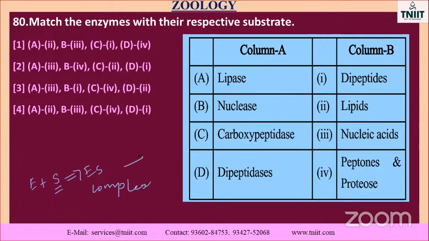Then you will get the enzyme separated and also the product. The substrate is converted into product. This is the traditional equation. The substrate is acted upon by the enzyme only. See here, lipase is given. So lipase only acts upon lipid.